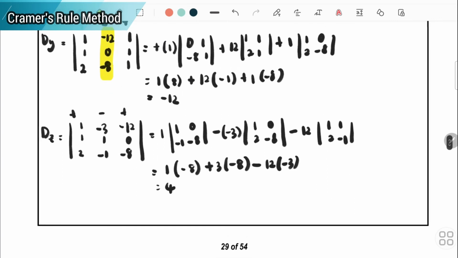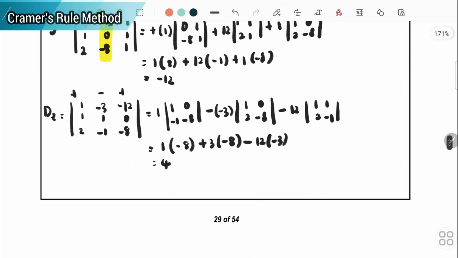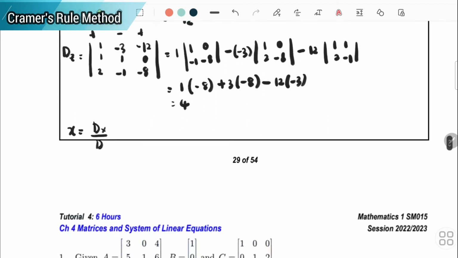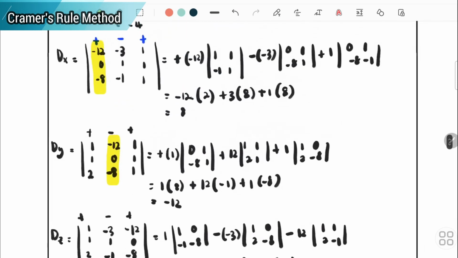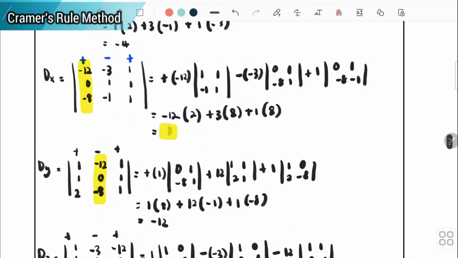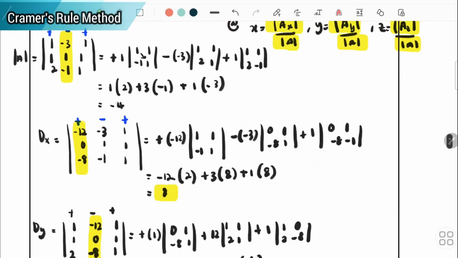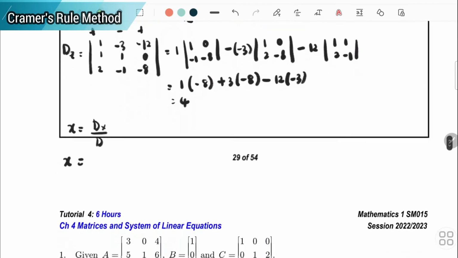And finally, our answer: x is equal to D sub X over D, which is also the determinant of A. So we get x is equal to D sub X, which is 8, divided by negative 4. So 8 divided by negative 4, you get negative 2 for the solution of x.